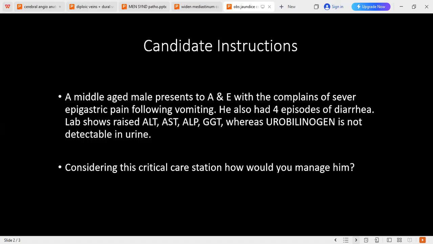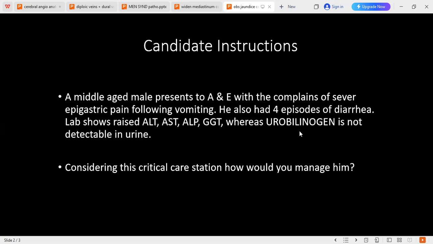Okay. You've received the labs after your management, and you could see liver enzymes are raised and urobilinogen was not detectable in the urine test, right? Yes, ma'am. So what would be the provisional diagnosis you would consider most likely? In my opinion, the provisional diagnosis in this case is obstructive jaundice or post-hepatic jaundice.